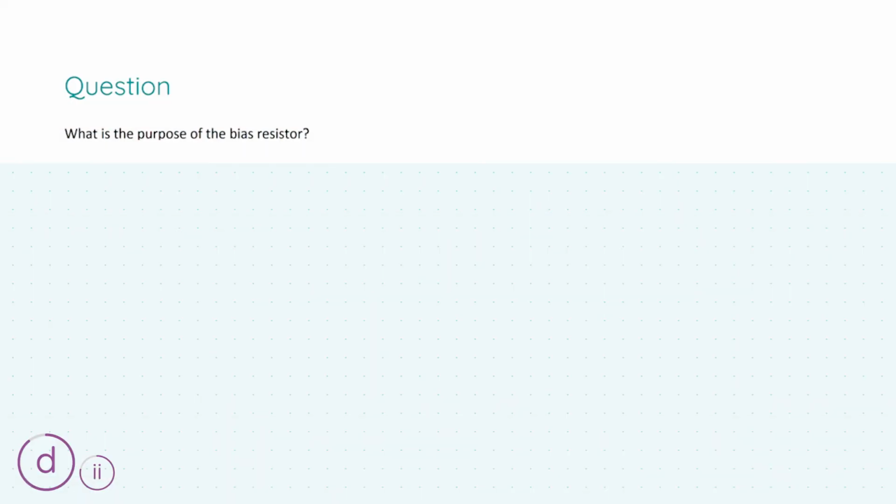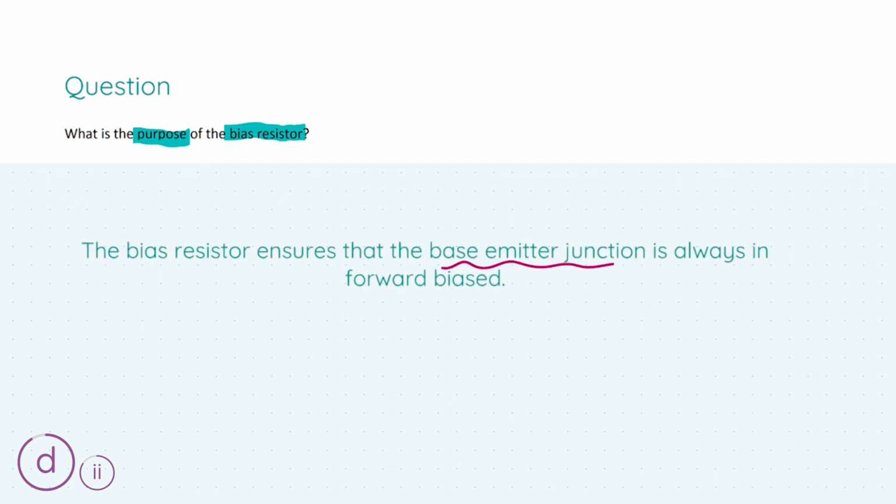Okay, moving on, we're still talking about the voltage amplifier circuit, which is very important in your applied physics course, so I would learn it very well. So what is the purpose of the bias resistor, which we saw in the diagram earlier? Basically, strict definition, the bias resistor ensures the base emitter junction is always in forward bias. Remember, the bias resistor is connected to the base of the transistor, as we saw in the diagram previously. This correct statement will get you 2 marks.